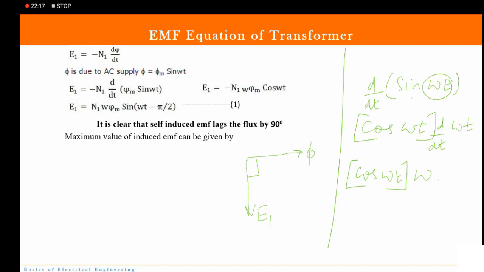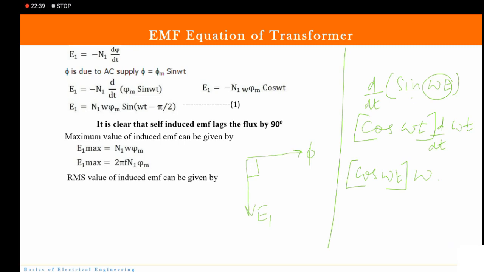What is the maximum value when sine theta becomes 1? The maximum value is given by E1 max. Sine theta becomes 1, where theta is omega t minus pi by 2. So we get N1 omega phi m. We will place the value of omega. What is omega? 2 pi f. So it becomes 2 pi f.